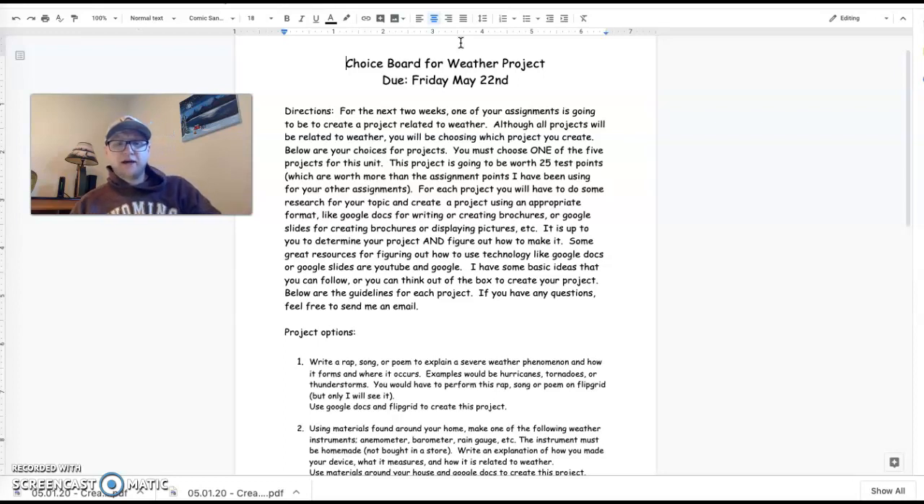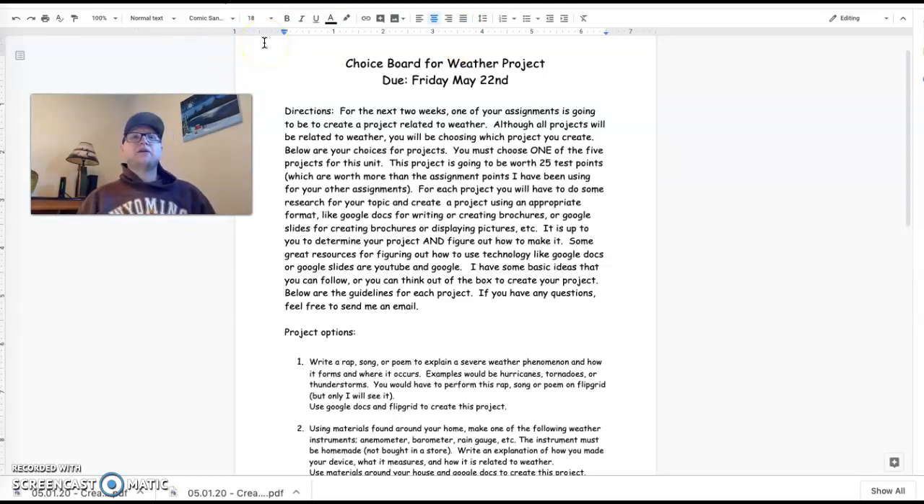For each project, you'll have to do some research. I'm not going to give you the information. You can go back to my Edpuzzles and look at them, but you're probably going to have to do your own research for the topic and create a project using the appropriate format. So if you're writing me a story or a poem, I would say use Google Docs. If you're making a video for me, I can put up a Flipgrid for you. Or you can do like what I'm doing here and do a screencast.